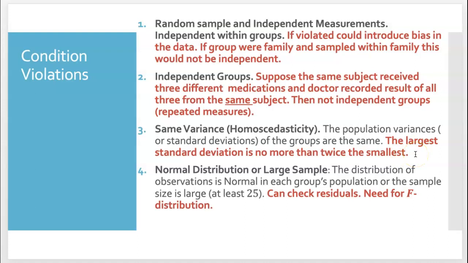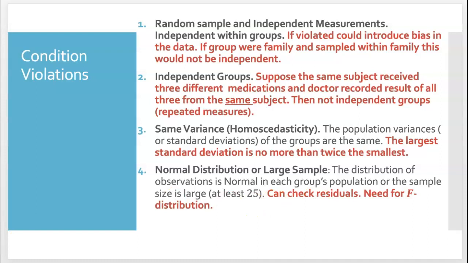Anything more than that, we should be careful, but that's just one of the requirements needed for us to use this distribution. Of course, here, normal distribution or large sample says the distribution of observations is normal in each group's population, or the sample size is large, at least 25. So here it's saying check residuals, and we need an F distribution.